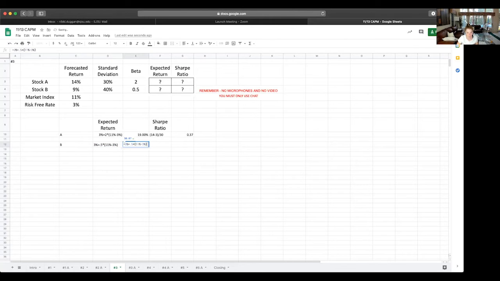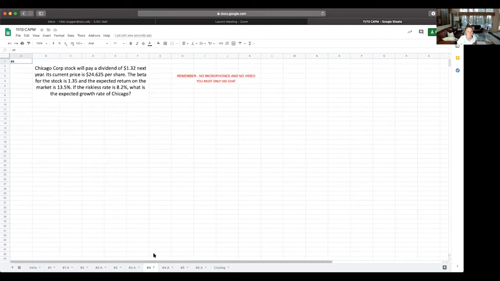So when you solve that, you should get 7%. And then the same thing with B. For the Sharpe ratio, you're going to be doing 9 minus 3 divided by 40. And then when you solve that, you should get 0.15.